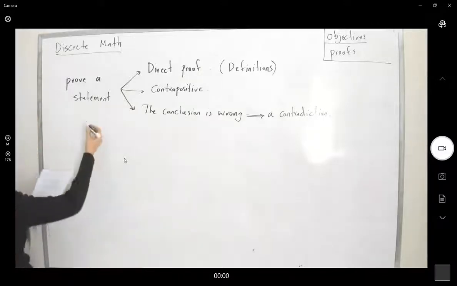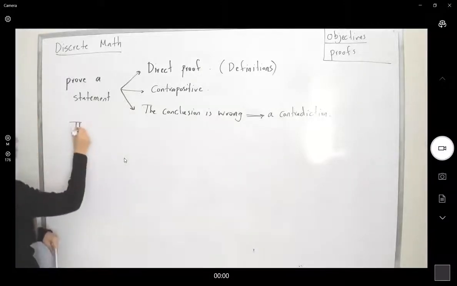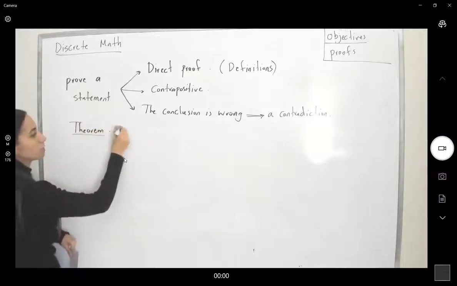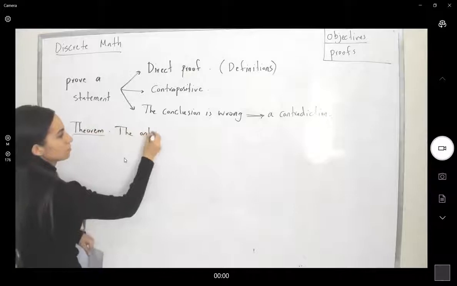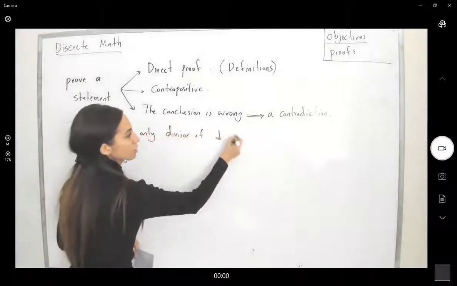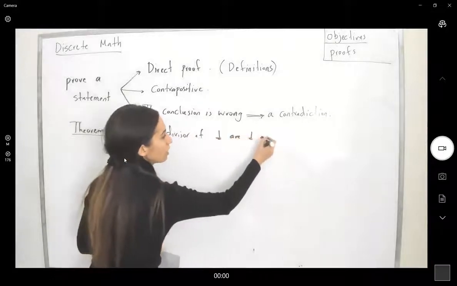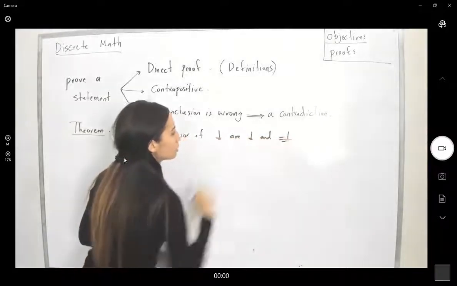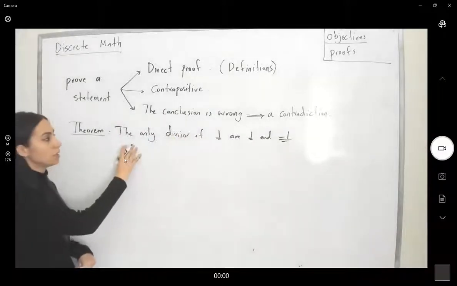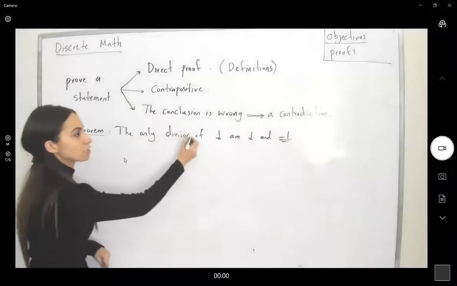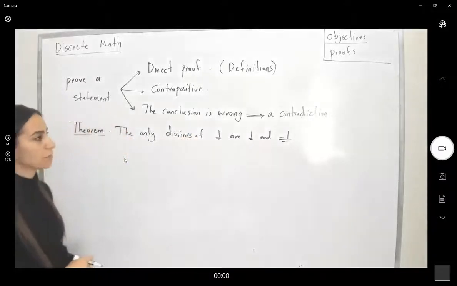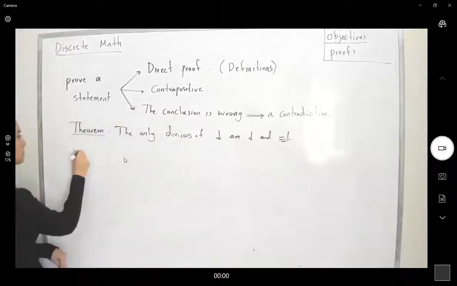So this theorem says the only divisors of 1 are 1 and negative 1. Okay, so we have a statement. It says the only divisors of number 1 are 1 and negative 1. How do we prove this? Proof.